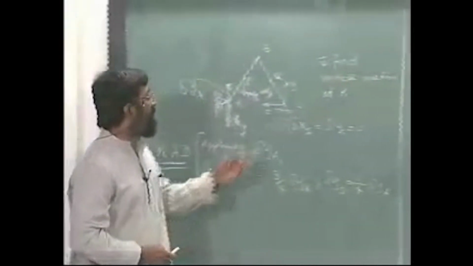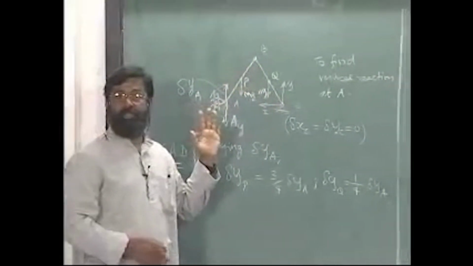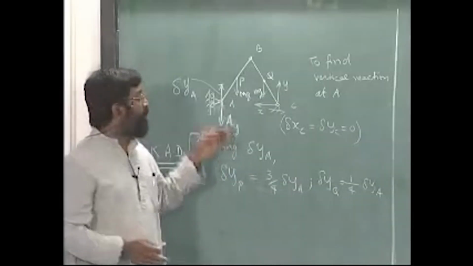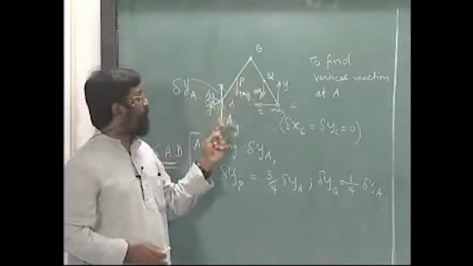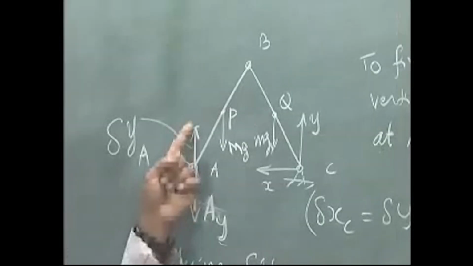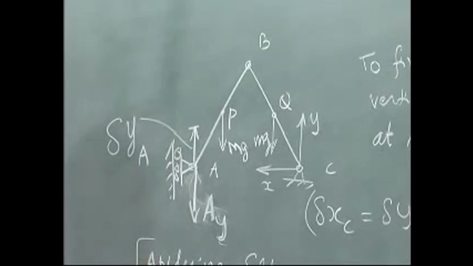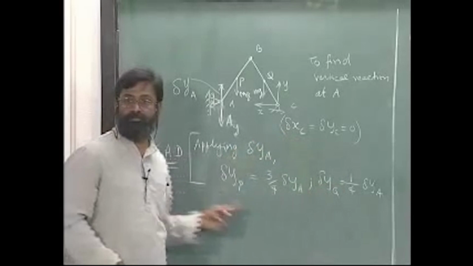The reason being you are using kinematically admissible virtual displacements, okay. They will always be proportional. If you take delta Ya here or some other quantity, they will proportionately be different, okay. This relationship cannot change.